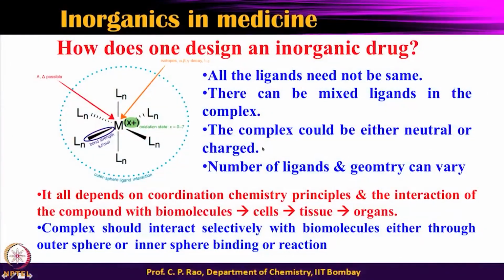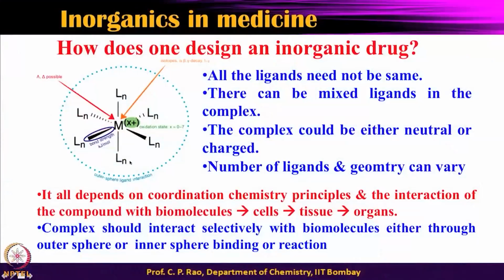And let us look at overall how one designs an inorganic drug. To design an inorganic drug, you choose a metal ion, you choose an oxidation state, you choose coordinating ligands, you choose a coordination geometry, many of these things. So, it does not mean that all the ligands have to be the same. Since I have put Ln, please do not take that all these are the same ligands.